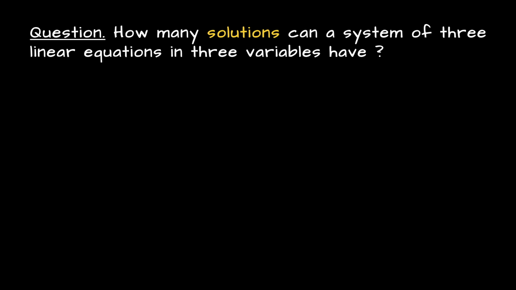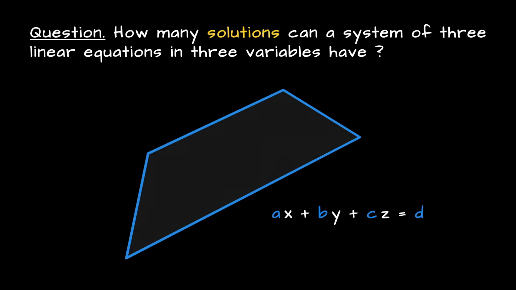Let's now ponder an abstract question. How many solutions can a system of three linear equations in three variables have? To get a handle on this question, one important thing to understand is that a linear equation in three variables actually corresponds to a plane in three-dimensional space, just as a linear equation in two variables corresponds to a line in two-dimensional space.